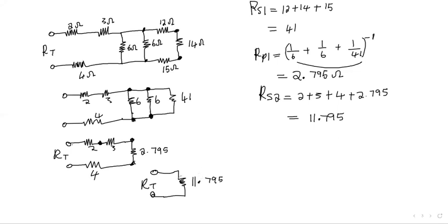11,795, and I have only one resistor for my final circuit. So that means RT is equal to RS2 equals 11,795. That will be my total resistance for this circuit.